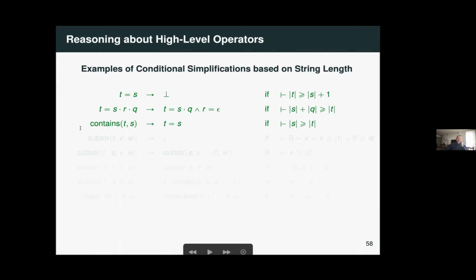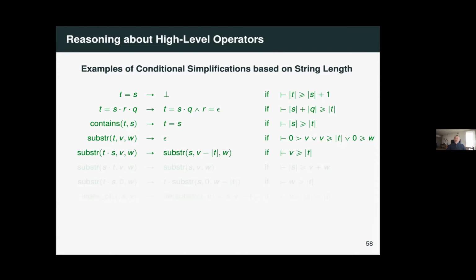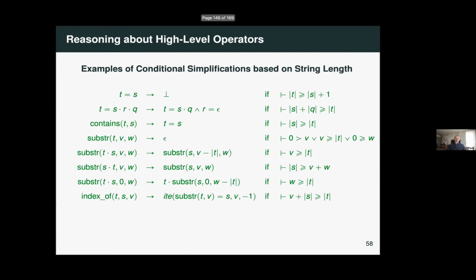In some cases, we can reduce a contains to an equality. If we know that the size of S is at least as big as the size of T, then this can only be true if T equals S. For substrings, if we know that V is out of bounds, or W is out of bounds, then the substring operator reduces to the empty string. And so on, there are more tricks we can do. By having a really strong inference engine about string lengths, there are a lot of reductions you can do on these complicated operators.